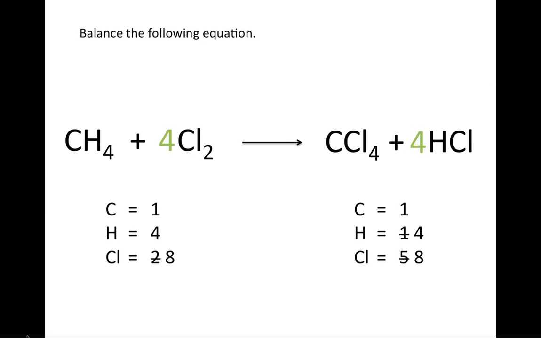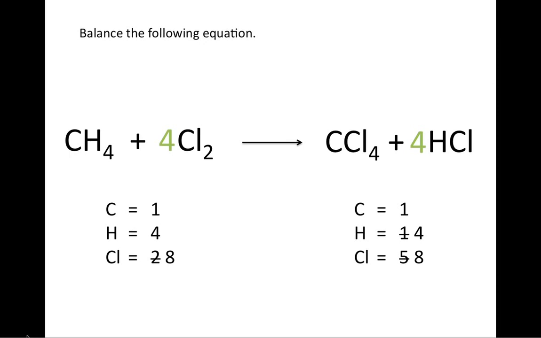And if we have 4 molecules of Cl2, that now means that we have 8 chlorine atoms on our reactant side. And remember, I chose to add 4 as the coefficient in front of Cl2 because each molecule of Cl2 has 2 chlorine atoms. So if I have 4 molecules of Cl2, that gives me a total of 8 chlorine atoms, which I found just by multiplying 4 times 2.